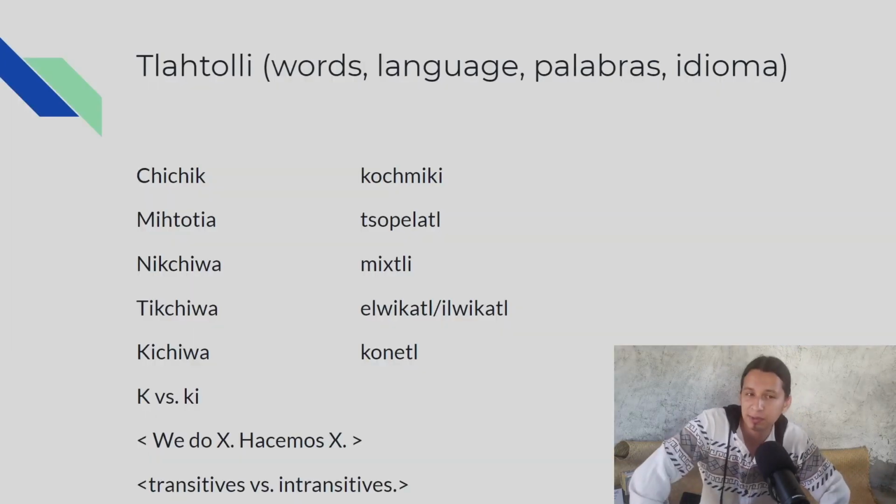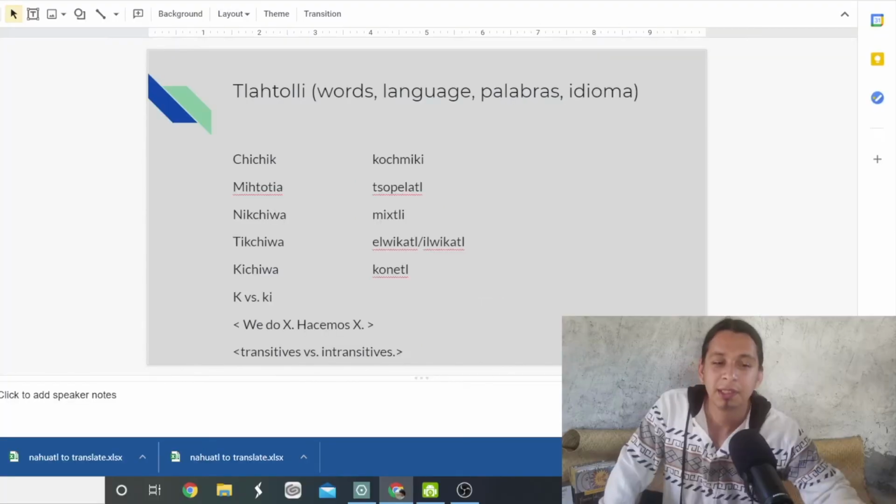Okay, here are the words we've learned today. Chichik, mihtotia, which means to dance. The conjugation nikchiwa, tikchiwa, and kichiwa. The difference between k and kin, the typo there needs an n, kin. Actions that we do. Our first look at transitives and intransitives. Actions like kochmiki, sleepy. Tsopelatl, sweet water. Mishtli, a cloud. Ilhuicatl or elhuicatl, the sky. And conetl, a child. Tlaskamati nachime.